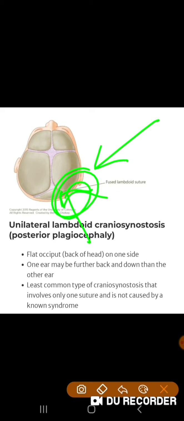And I hope you are clear about craniosynostosis, types of craniosynostosis, and why it occurs, and what happens when there is premature ossification of the suture and fontanelles.